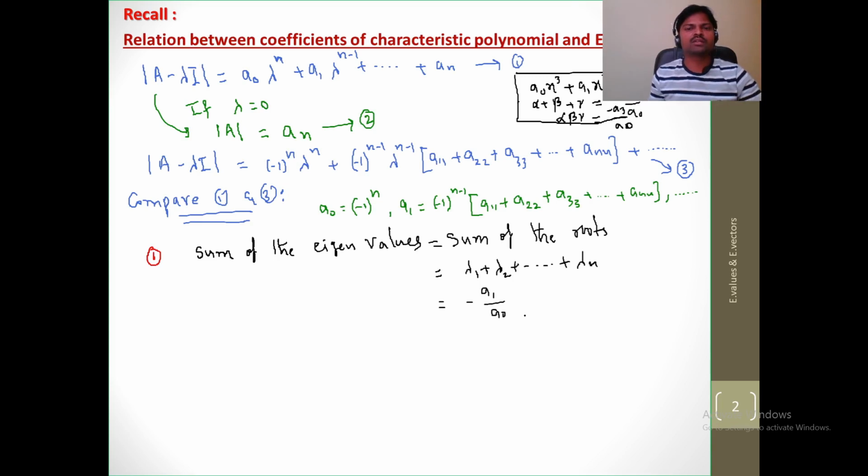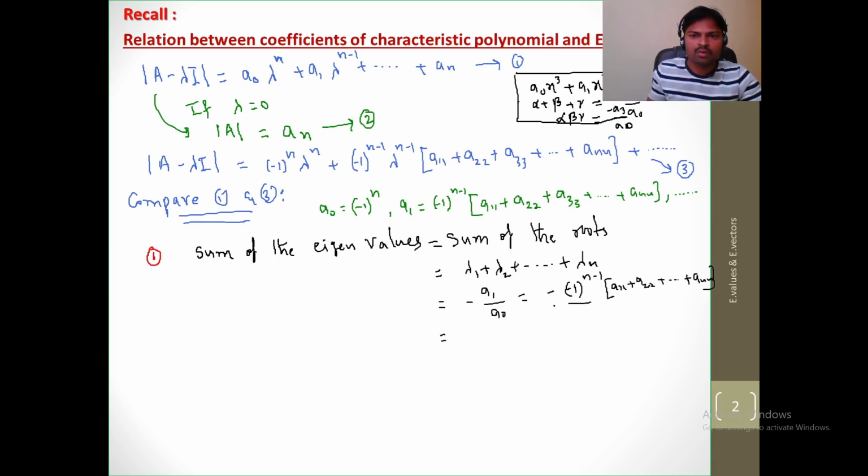So the same kind of relation I am doing here. So minus a1 by a naught. So what is minus a1? Minus a1 means minus 1 whole to the power of n divided by a naught. What is a1? Minus 1 whole to the power of n minus 1 into a11 plus a22 plus up to so on plus ann. So minus 1 a1 value is this much, right?